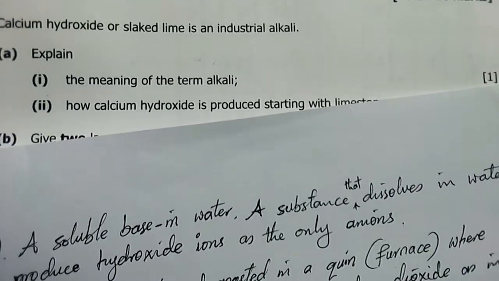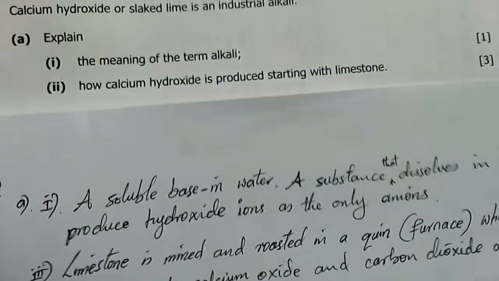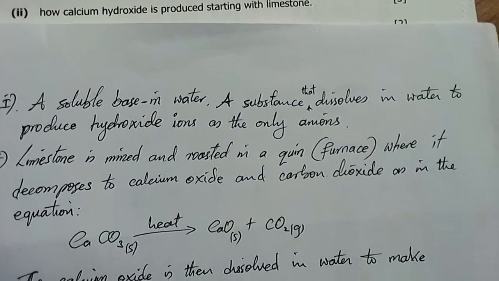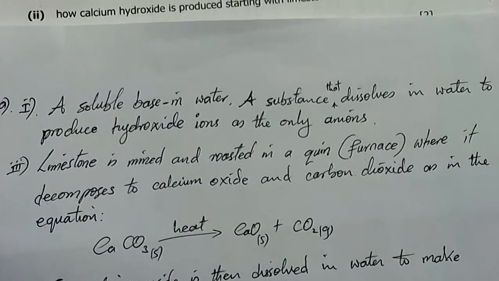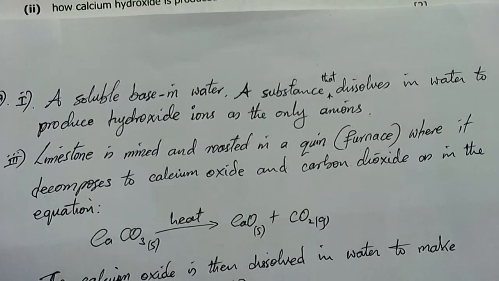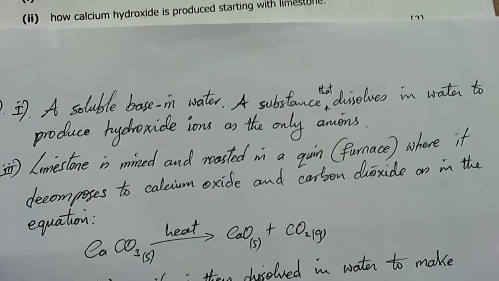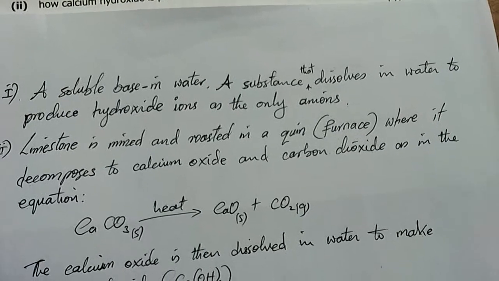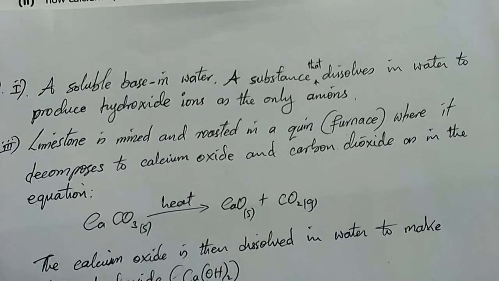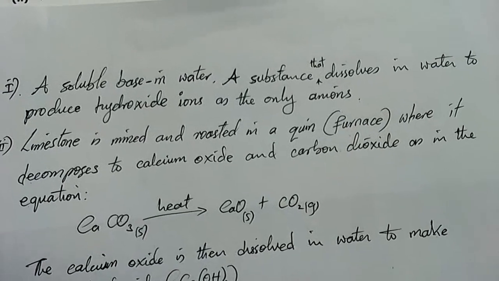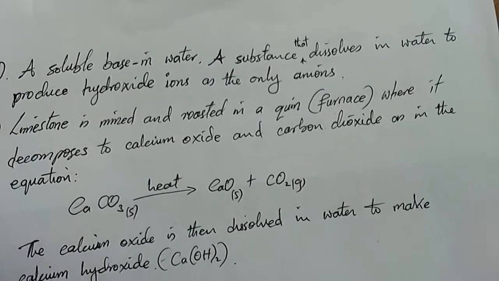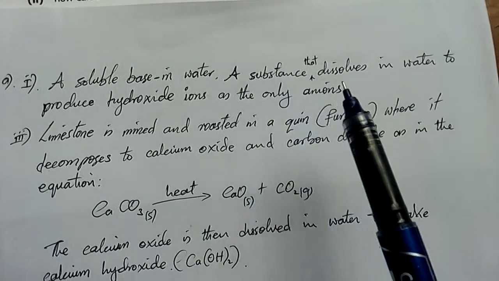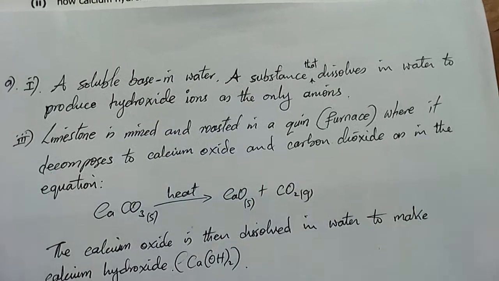Let me push in my answer there. I pushed the paper a little bit up there. So for C2 A1, my writing was as below. A soluble base in water. So this solubility is with reference to water, being soluble in water. A substance that dissolves in water to produce hydroxide ions as the only anions. So an alkali is a water soluble base, or you can even define it as a substance that dissolves in water to produce hydroxide ions as the only anions.